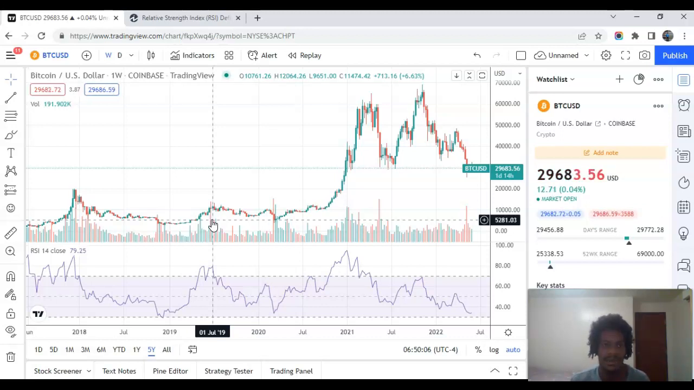So like I said, guys, to wrap things up, check out the RSI, a really interesting indicator if you aren't using it.